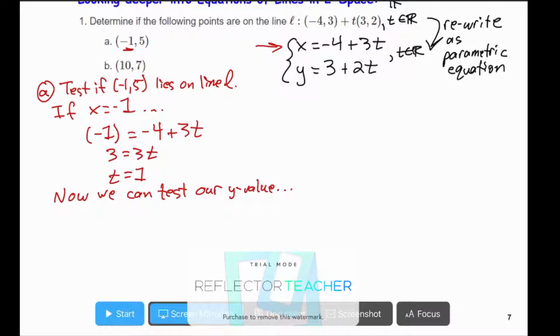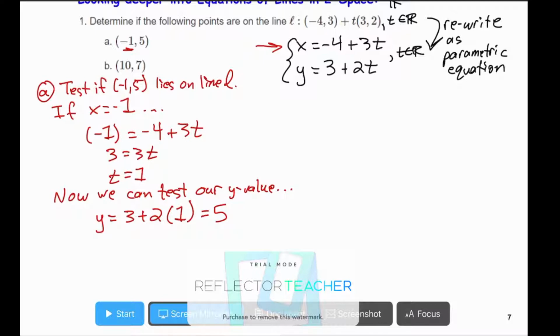So I know the parametric equation for y is y equals 3 plus 2t. I just defined a value for t that worked for my first component, my x component. So let's see what works. Let's see what we get. 3 plus 2 times 1 is 5. And did we find the value we were looking for?